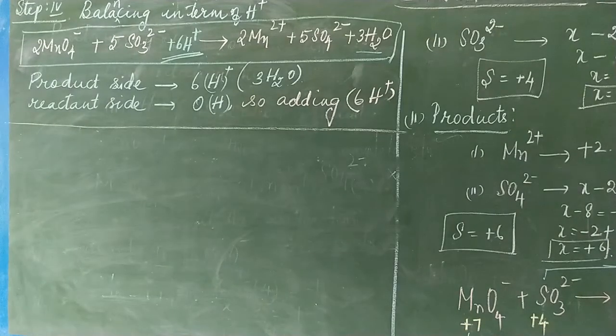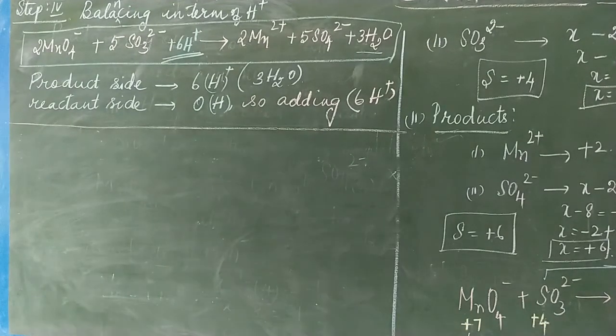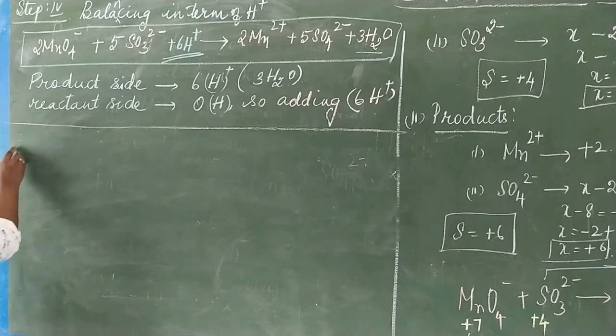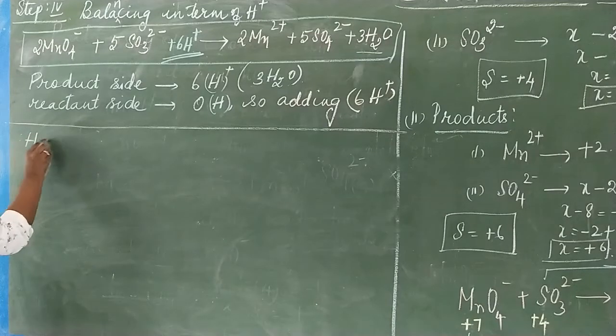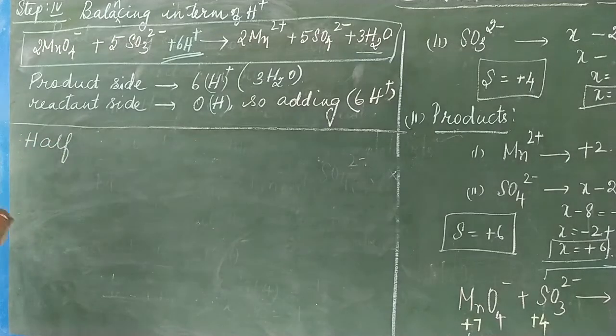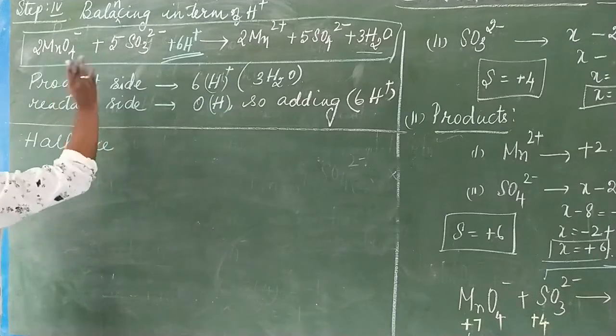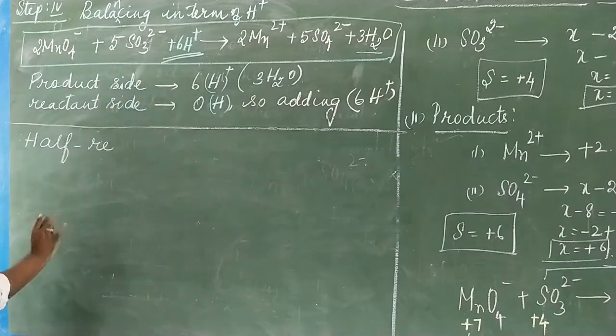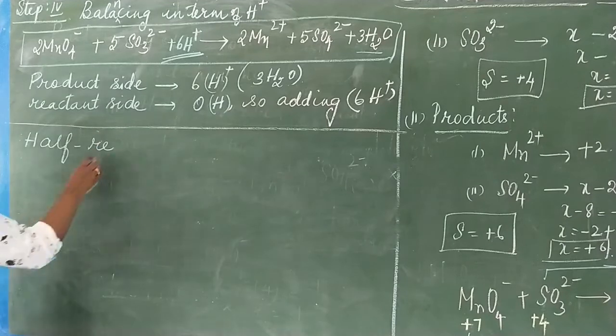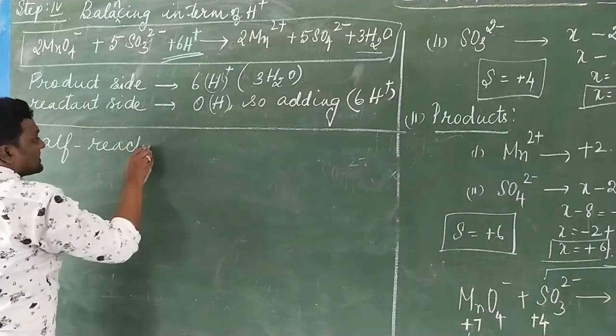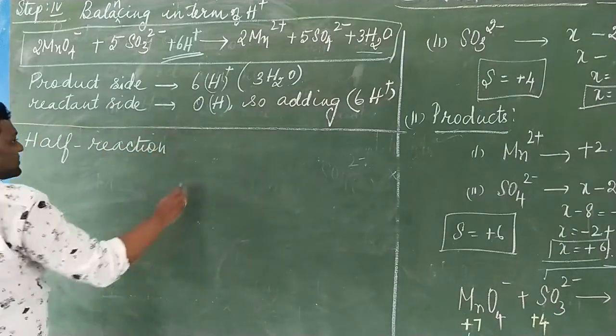So for the ion-electron or half-reaction method, balancing by the second method. Now, we follow the oxidation number method, but the half-reaction method we don't follow. But anyway, it is there in your syllabus, so you have to learn the half-reaction method.